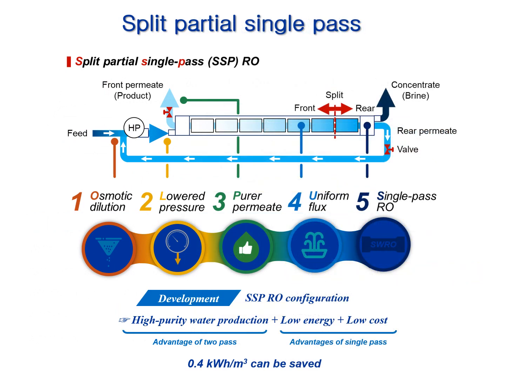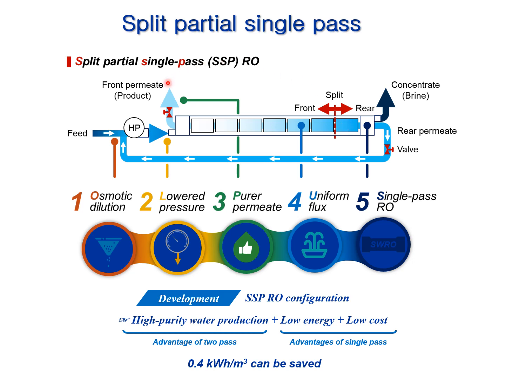Also, we can utilize a split partial single pass. We just say SPSP. So how to design this pressure vessel is another strategy. You can see the feed water goes into the pressure vessel, and we collect the permeate at the initial stage of the element, and then we just collect the front permeate here. On the other hand, we just say split. So the concentration of feed water is high at the end of your pressure vessel, and your permeate will also have a very high salt concentration.